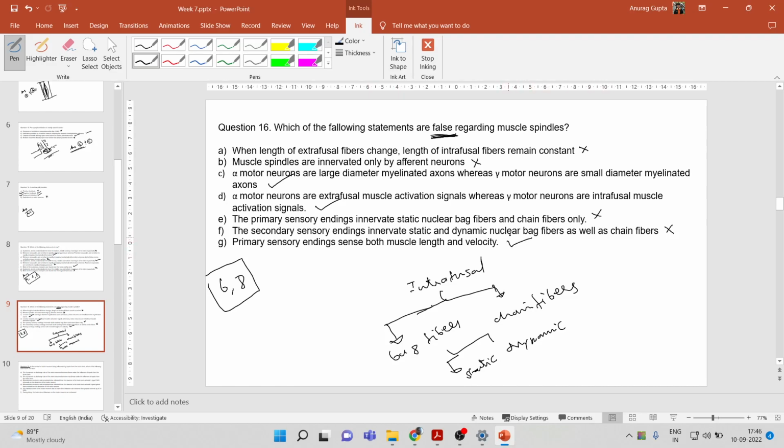So the question is, which of the following statements are false? A is false, B is false, C is correct, D is correct, E is false, and F is false. So the answer is A, B, E, and F.